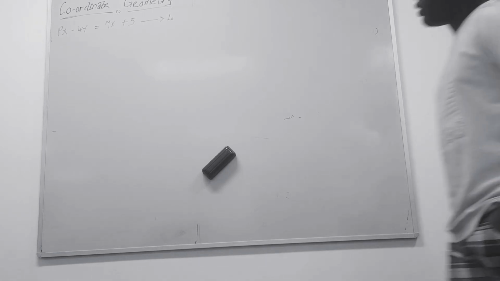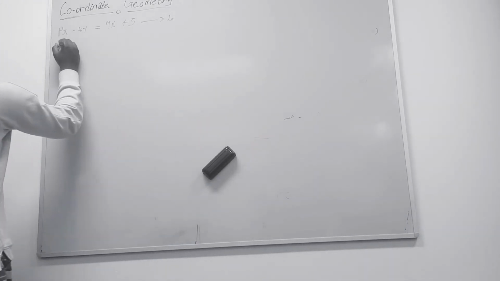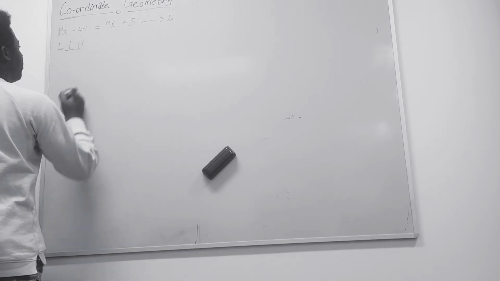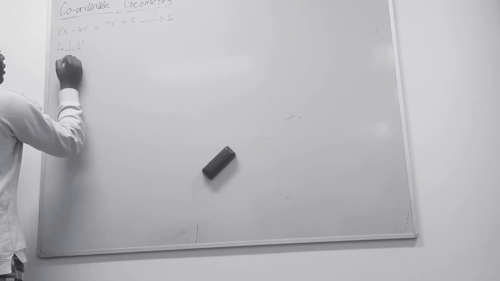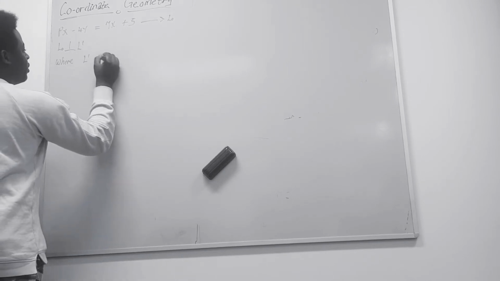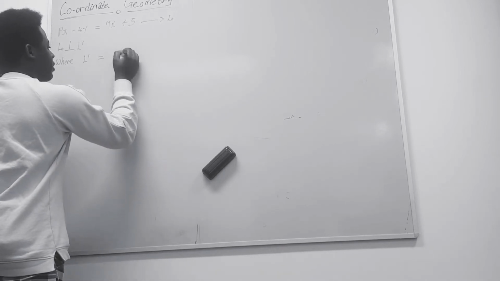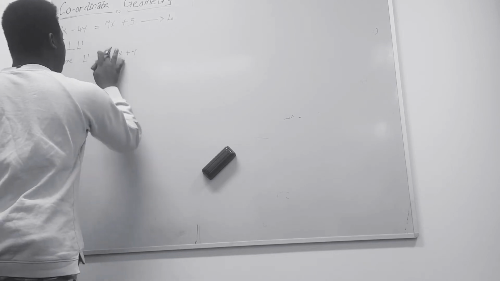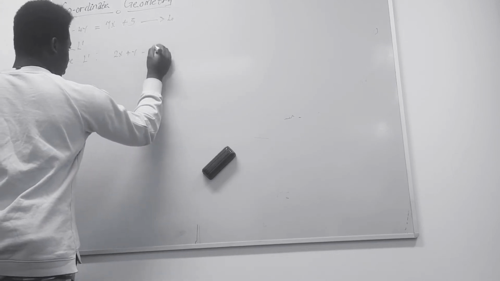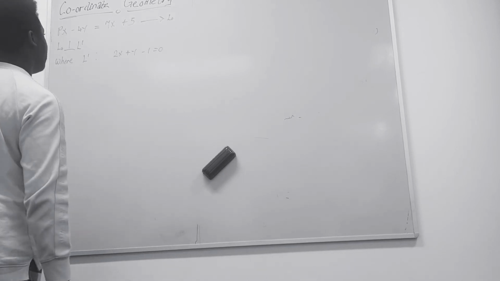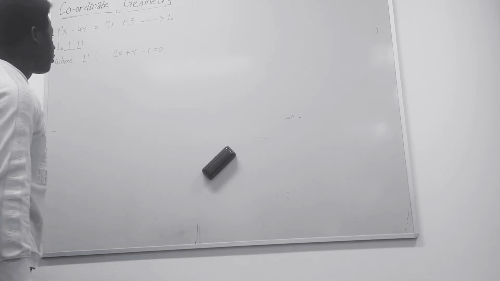So if line L0 is perpendicular to L prime, where L prime is equal to 2x plus y minus 1 equals 0. So that's the equation of L prime, sorry. Find the value of p. Okay.